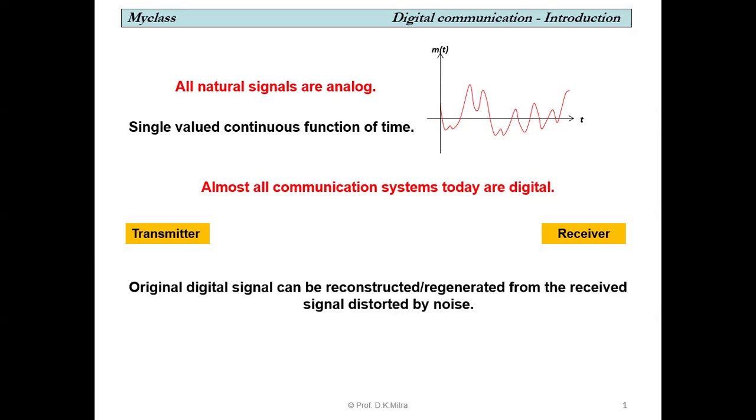But if it is a digital signal, the original signal sent by the transmitter can be reconstructed. There is a technology available. But the same is not possible for an analog signal. I should say, practically not possible. Theoretically, by using mathematics, you may make it possible, but practically it's not possible. And that is why the entire communication system has already come to the digital system.